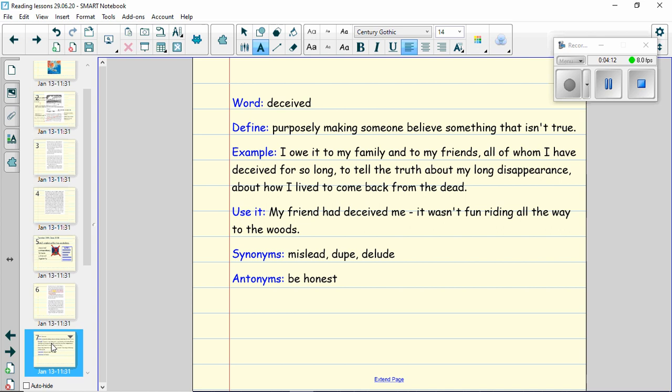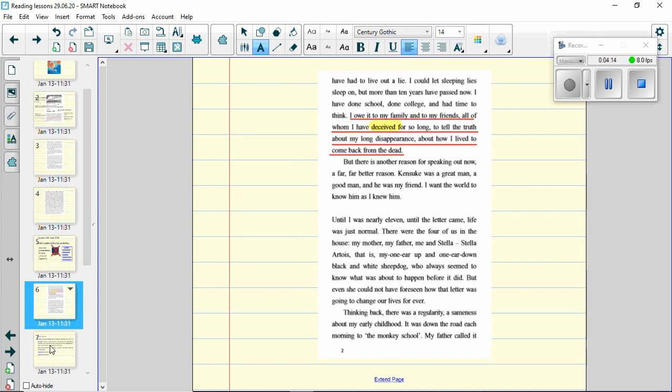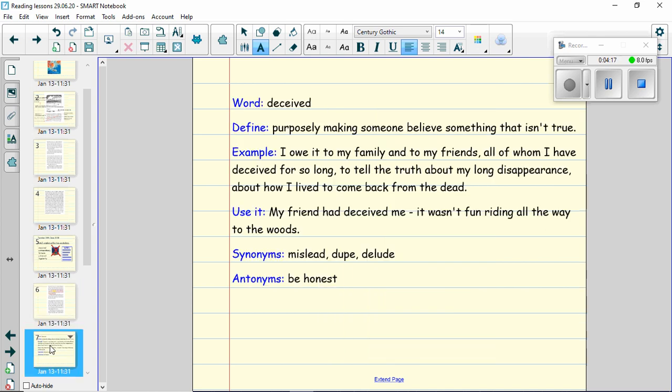For the example there, I've just literally lifted it from the text, Year 6. That's it, I've just lifted it. And I've wrote it down there. I'm not going to read it out. You can see it is there. Now use it. So we want you to use the word deceived. So my example is, my friend had deceived me. It wasn't fun riding all the way to the woods. And I've used it in the same context as I put here. I've said that it means making someone believe something isn't true. So I'm saying that my friend made me believe it'd be fun riding all the way to the woods, and it wasn't. So when you're doing your use it example, try and do it in the same way that it is in the text as well.